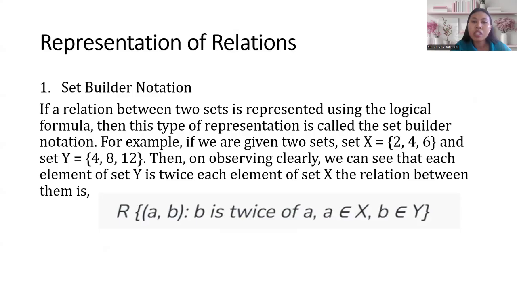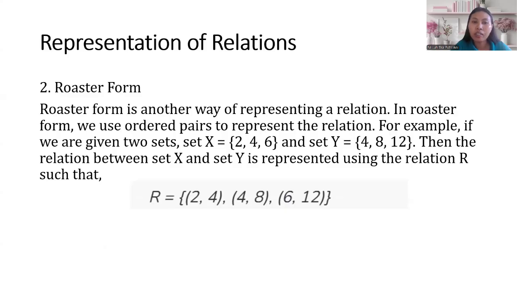Now, representation of relation. We can represent the relation using different techniques. One, set builder notation. R is the set of ordered pairs (a, b) such that b is twice of a, where a belongs to X and b belongs to Y. Okay, next, roster form. Relation R is the set of all ordered pairs (a, b) such that b is twice of a, where a is an element of X and b is an element of Y.